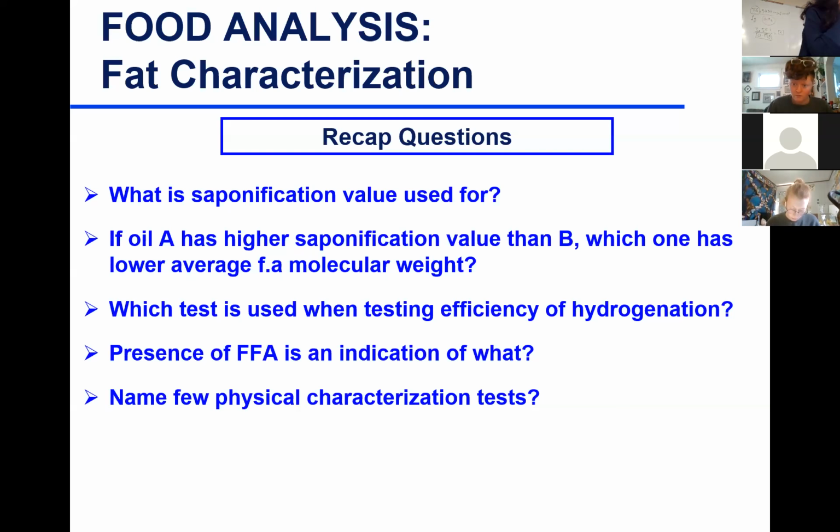The smoke point, the spark point, the fire point, the cloud point, and I don't know what else there is. But these are all physical characteristics of the oil or fat.